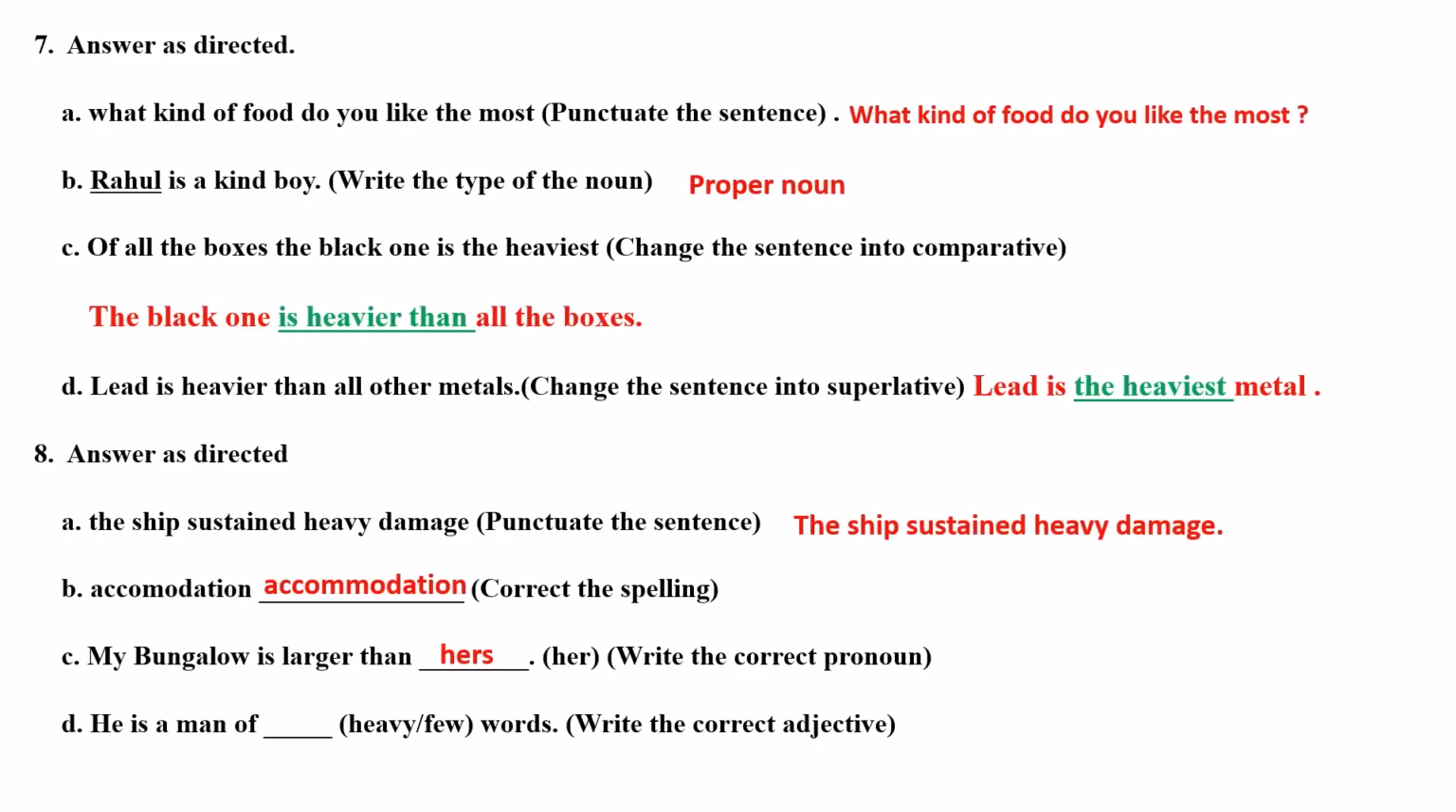He is a man of heavy or few words. Write the correct adjective. So it's a collocation, few words. He's a man of few words. So that is section A, students. 8 questions are given and you are supposed to answer any 5. So let's move on to section B.